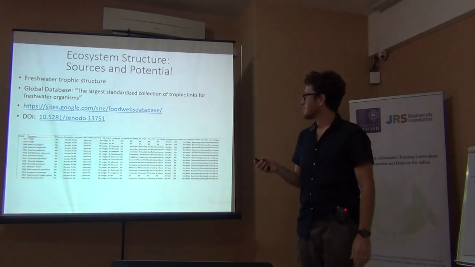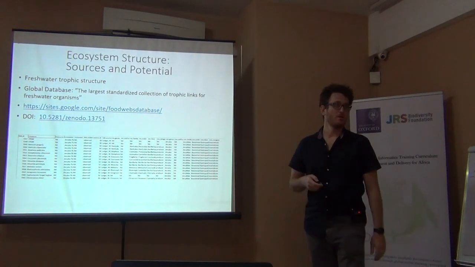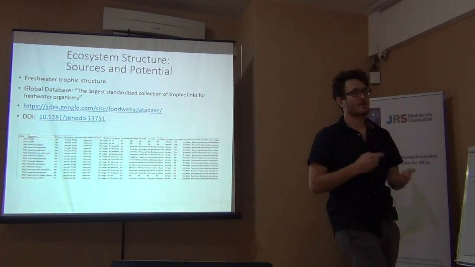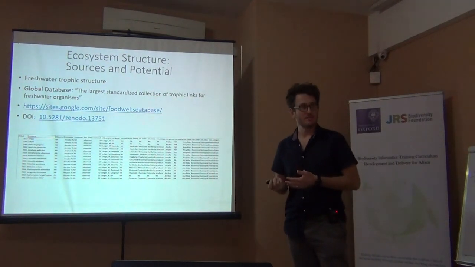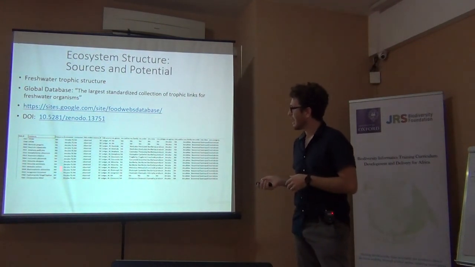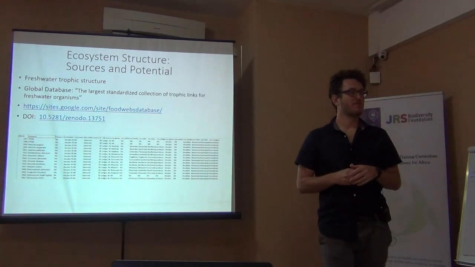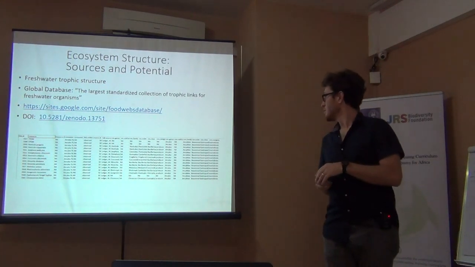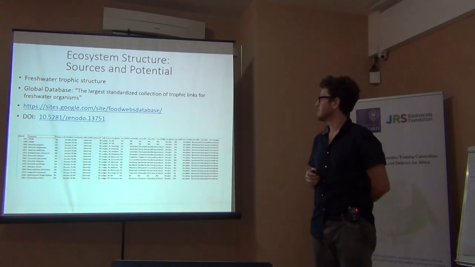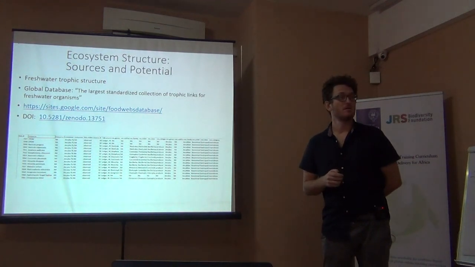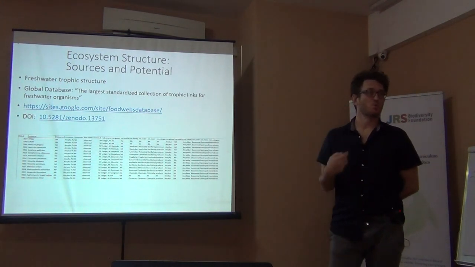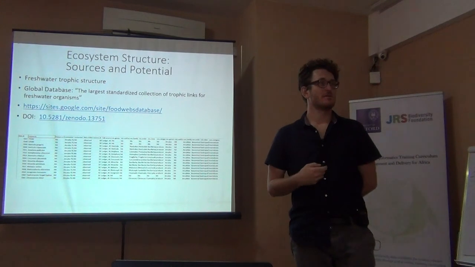This is another one, but it's based only on freshwater ecosystems. So if you're working in lakes or streams or wetlands, then they'd have a list of different food web interactions for you. Okay. So these are just three examples of sources where you can find these different interactions.